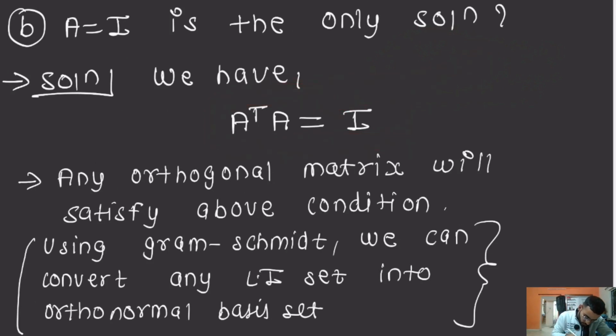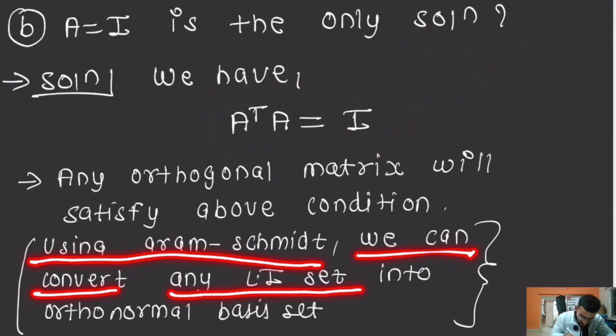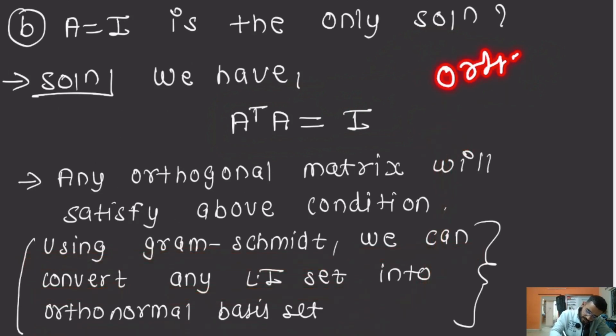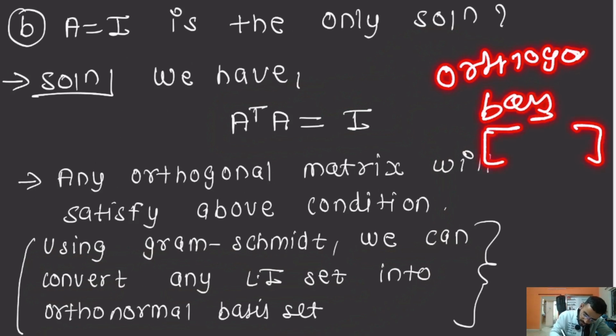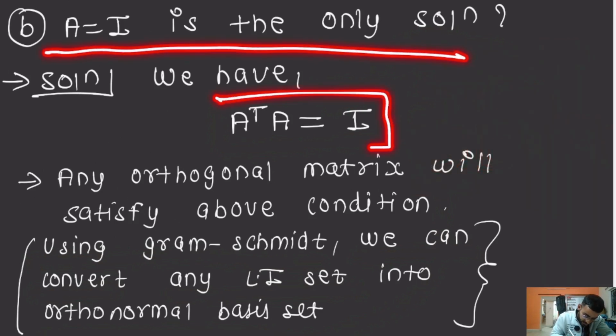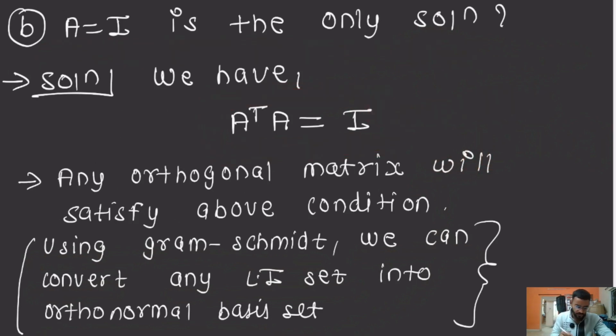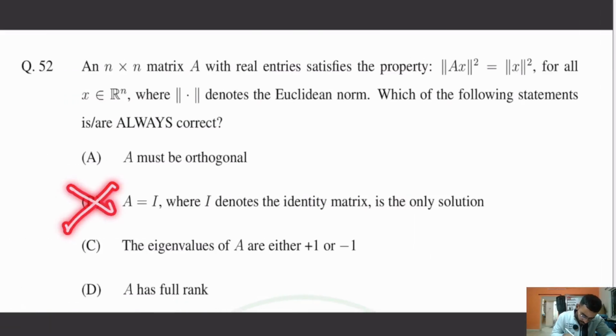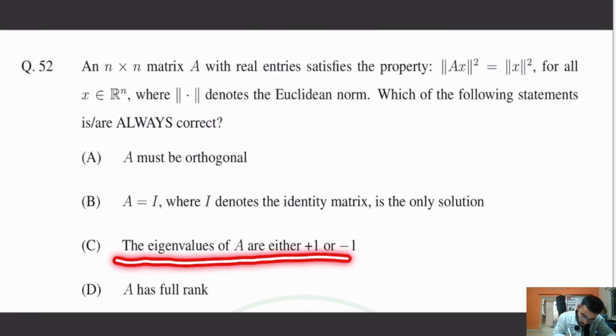And one more thing, using Gram-Schmidt we can also convert any linearly independent set into an orthonormal basis set, from which we can get an orthogonal basis. If we put these orthogonal vectors into the columns of a matrix, then this matrix is an orthogonal matrix. So many orthogonal matrices can exist which satisfy this condition, and this option is incorrect.